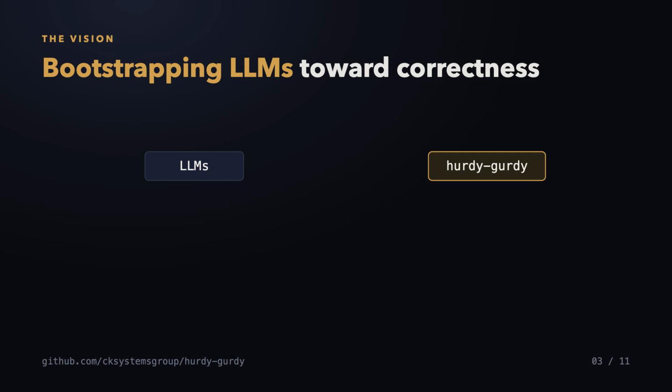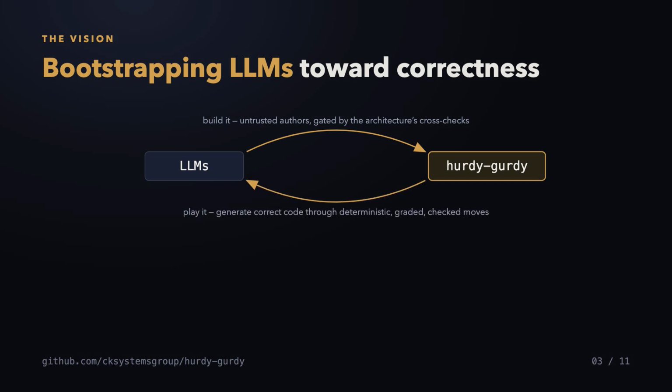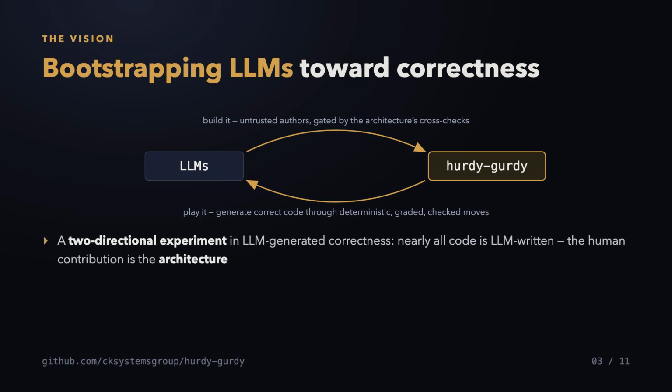Before the mechanics, the vision. Hurdy-gurdy is built as a two-directional experiment in LLM-generated correctness. It bootstraps LLMs toward correctness. In one direction, LLMs develop hurdy-gurdy itself: independent agents write every pair, and the architecture's cross-checks are the only semantic gate. In the other direction, LLMs use hurdy-gurdy to generate correct code, answering questions about programs through deterministic, graded, checked moves. Nearly all code is LLM-generated; the human contribution is the architecture.